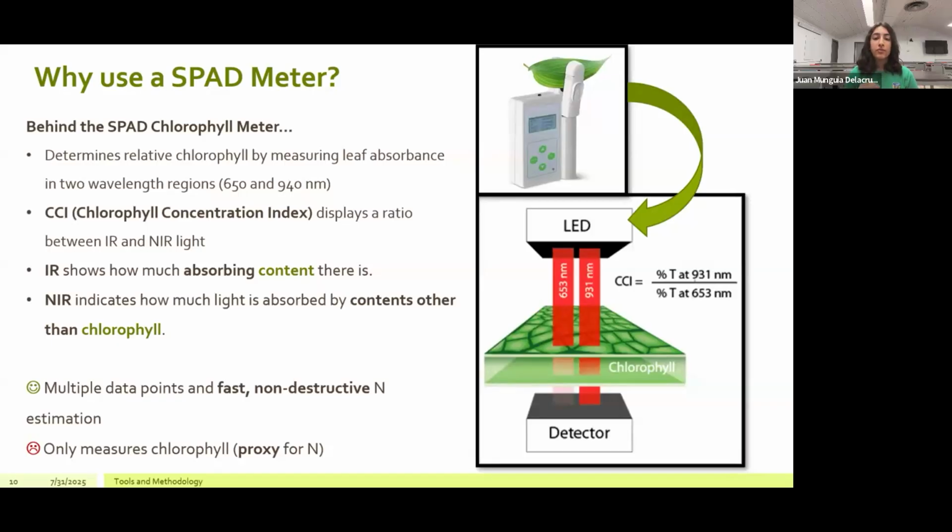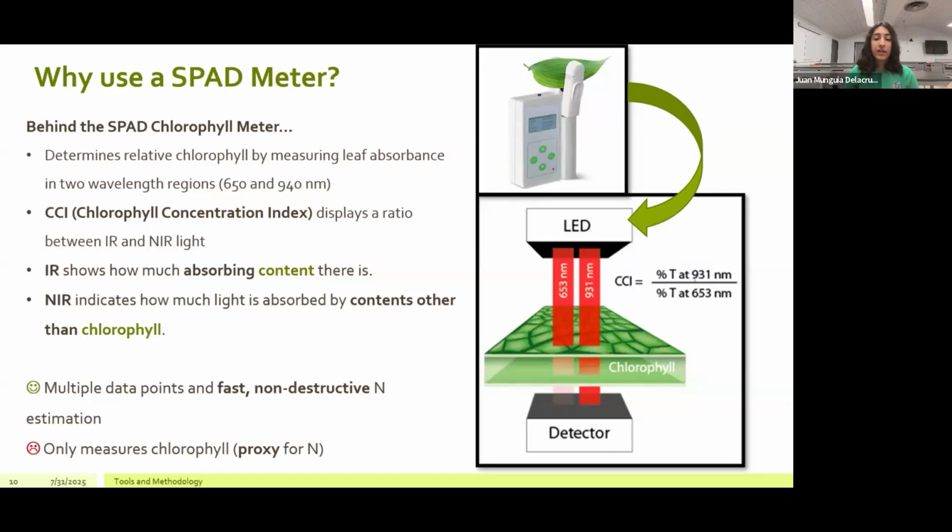Before we get into it, we have to first understand how this works. As you can see in the image, the device works with an LED light and a detector. Once you put a leaf in between, the LED light shines two different wavelengths of light, which are NIR and IR. So that's near infrared and infrared light. IR tells you how much absorbing content there is. So once we put these two wavelengths and what the detector receives in the form of a ratio, you actually get what we call the chlorophyll concentration index. Simply put, that's just a ratio that is translated directly to chlorophyll.